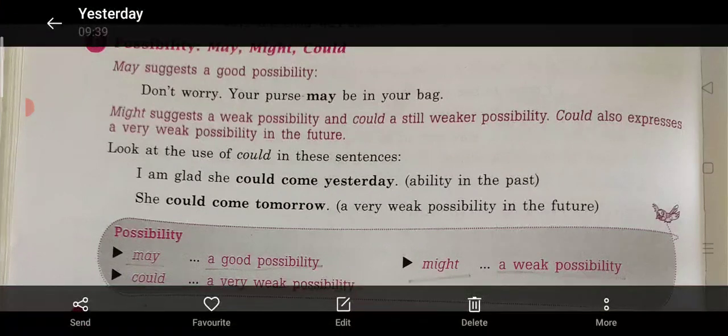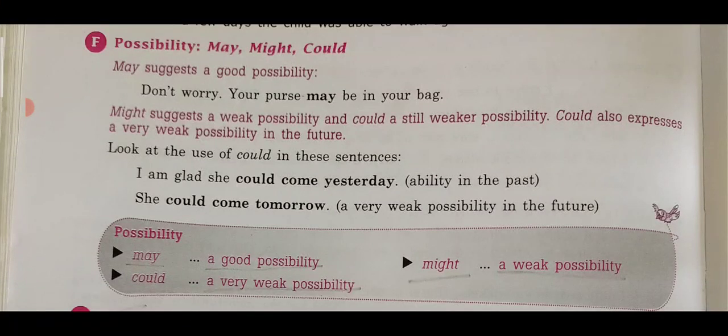Now let us see the modals which are used to show possibilities. May suggests a good possibility. Three modals are used for showing possibility: may, might and could. May is used if there is a good possibility, could is used if there is a very weak possibility, and might is used if there is a weak possibility.